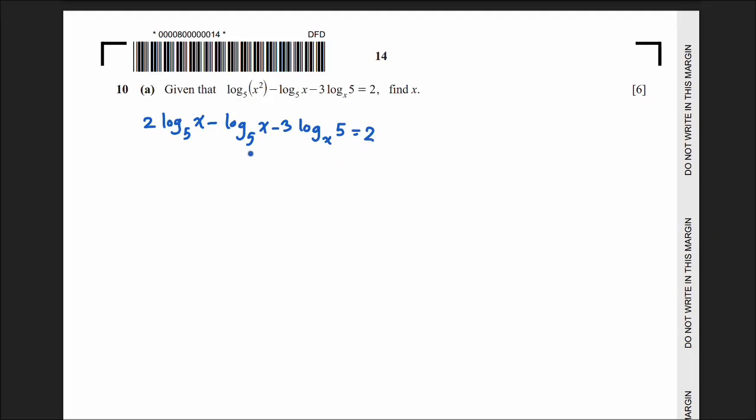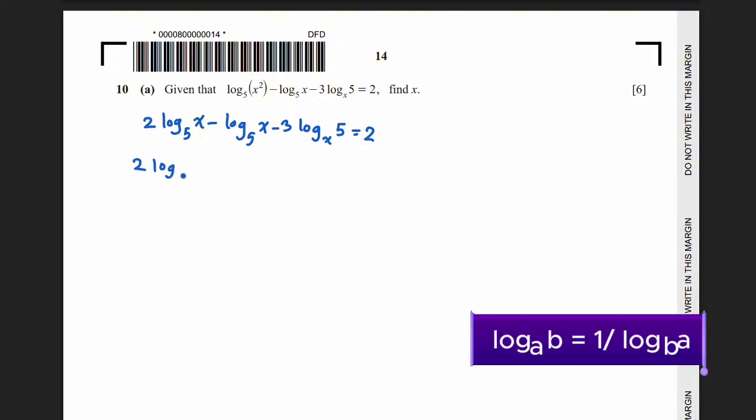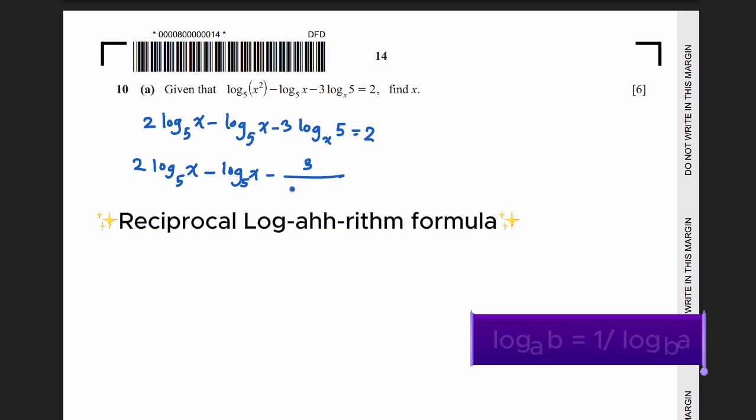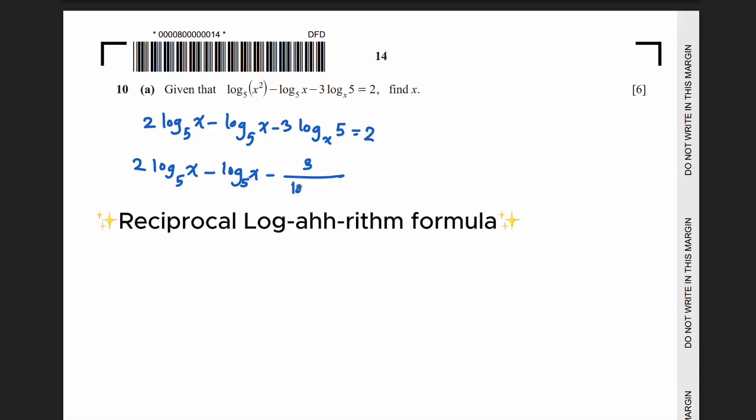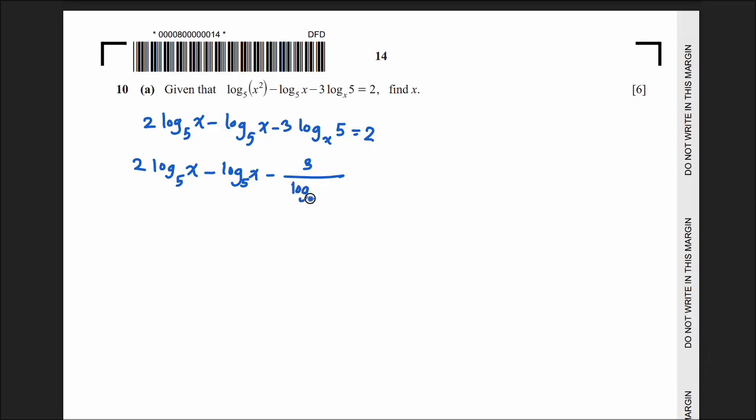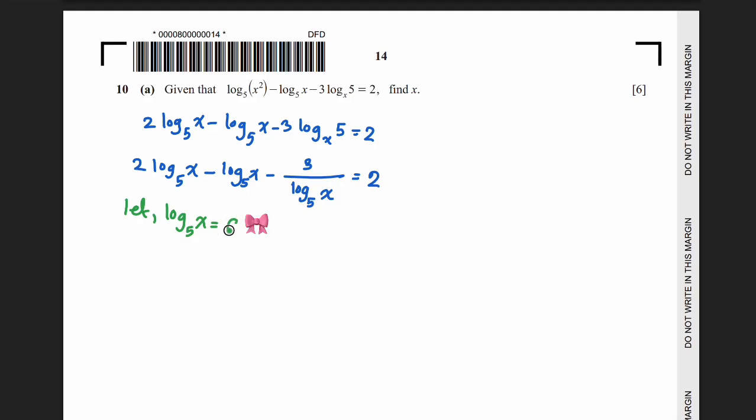So we have to use another formula that I am showing on the screen. This is what I like to call the reciprocal logarithm formula, because it changes the base. So essentially what I did over here is that we never want to have x on the base of the logarithm. We always want to bring x over here and bring the numerical value over here. So we just uno reverse it. But now let's replace log base 5 of x with a variable like our dear a.